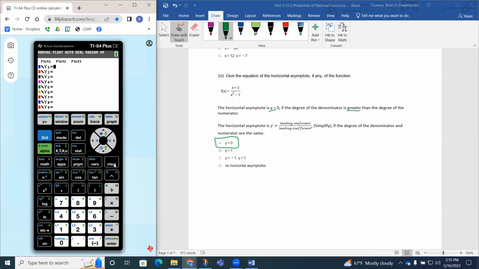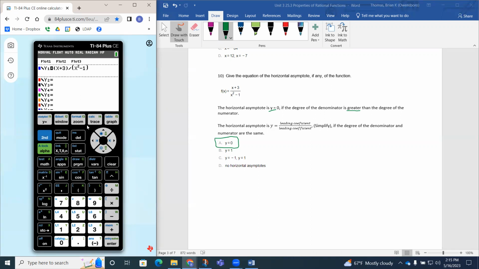And again, I'm going to put these in without the fraction button. So I'm going to put in parentheses this x plus 3, and I'm going to divide it by, in parentheses, x squared minus 1.